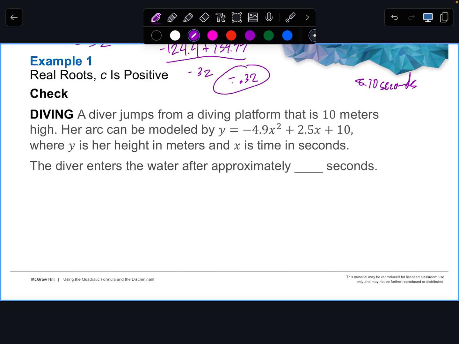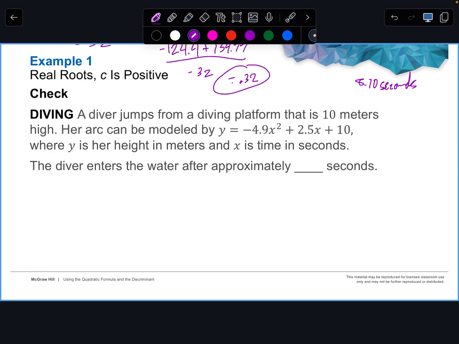Okay, so a diver jumps from a diving platform that is 10 meters high. Her arc can be modeled by y equals negative 4.9x squared plus 2.5x plus 10, where y is her height in meters and x is the time in seconds. The diver enters the water after approximately blank seconds.